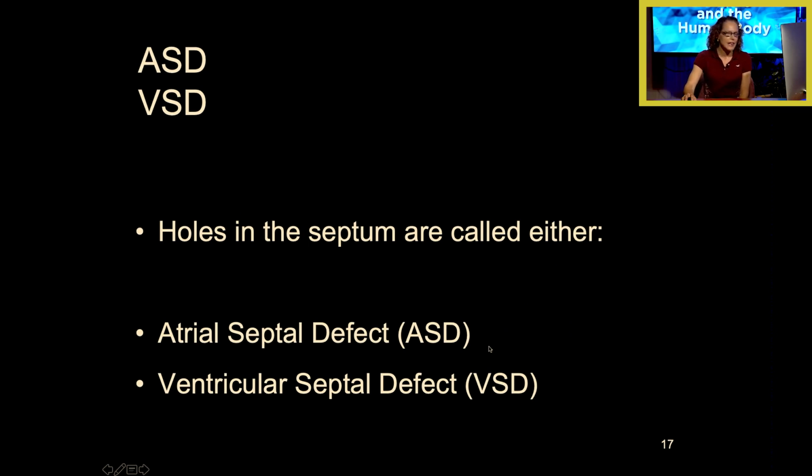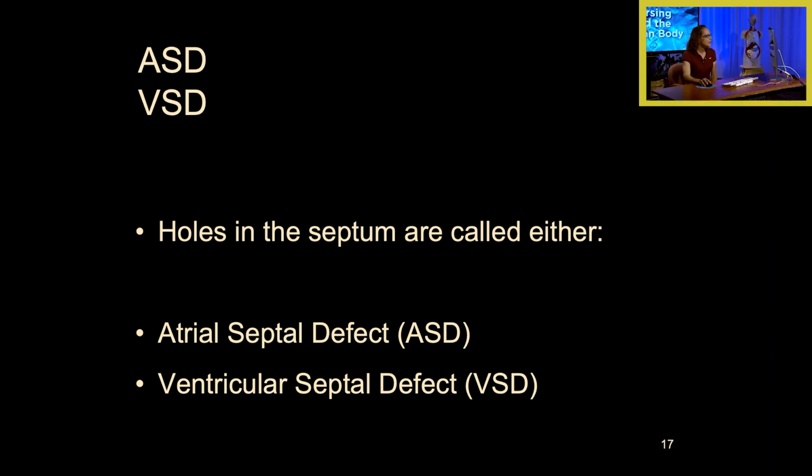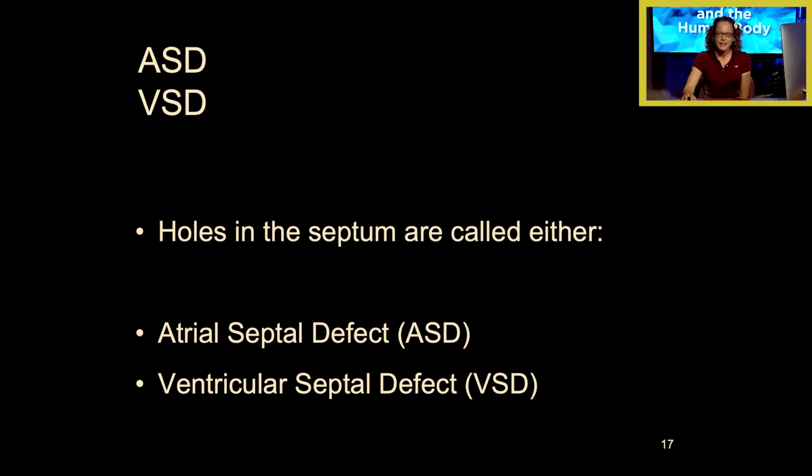Again, I'm going to give you a side note here. Atrial septal defects and ventricular septal defects are congenital anomalies that occur at birth. What happens here is that there is a hole either between the atria or between the ventricles. The most common septal defect is an atrial septal defect. This is a congenital anomaly found at birth.